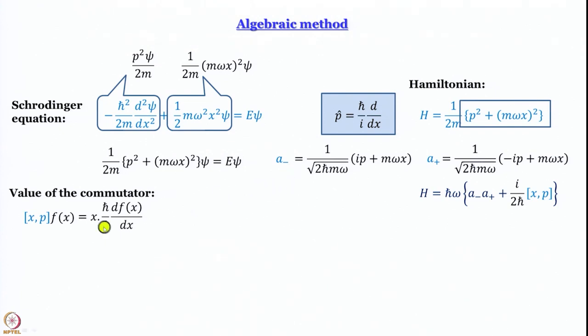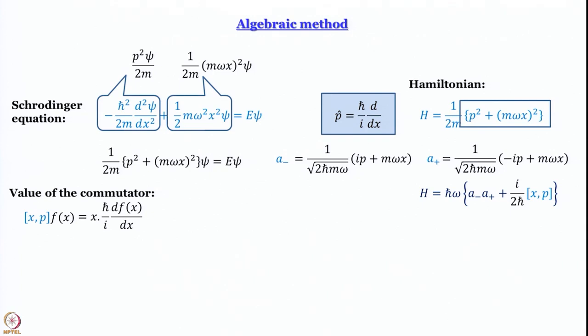First, we have x dot p operating on f(x), so it is x dot h cross by i df(x)/dx. In this term, p has operated on f(x), the p operator being h cross by i d/dx, and then it is left multiplied by x. Operation of x is just multiplication by the position value. That gives us the first term.